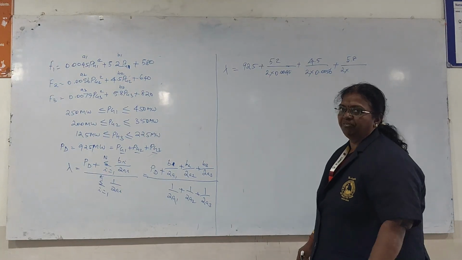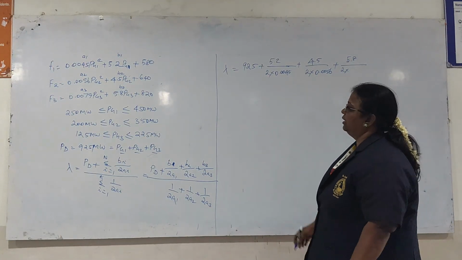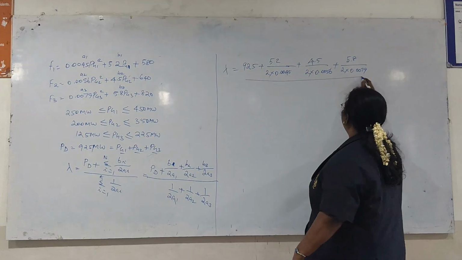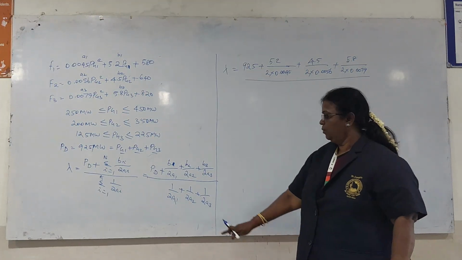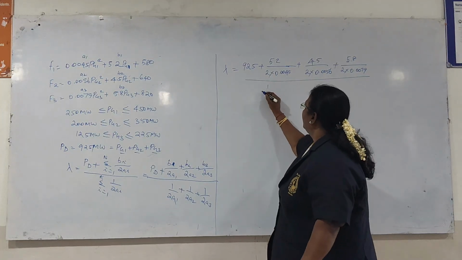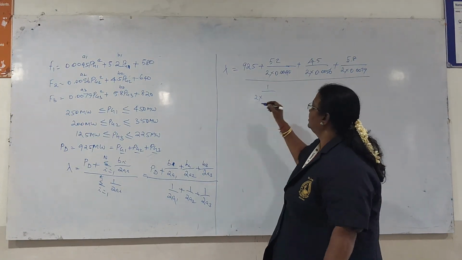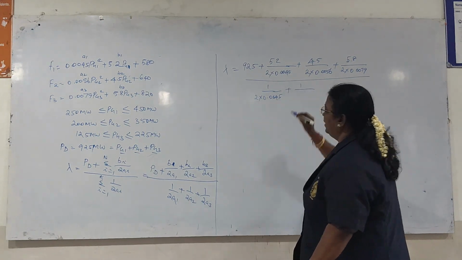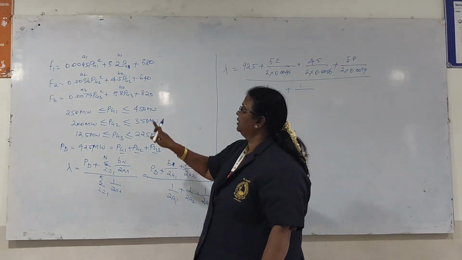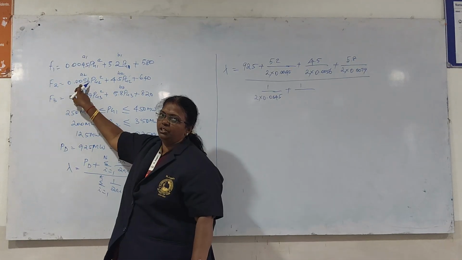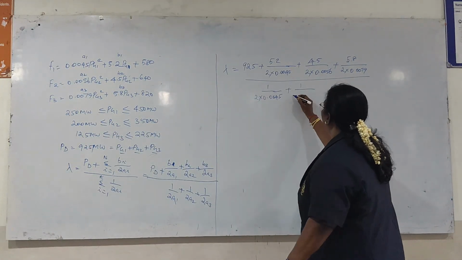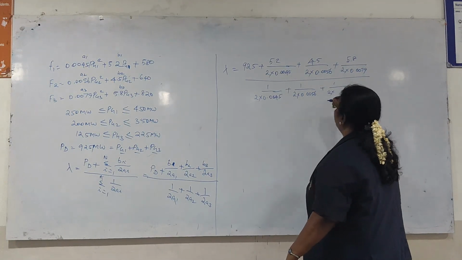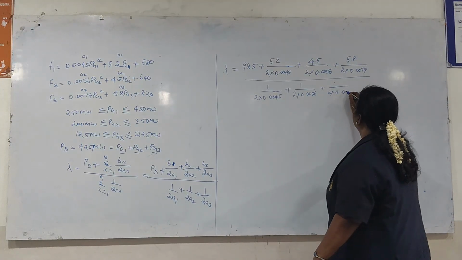divided by 2 into A3. A3 is the coefficient of Pg3 square, 0.0079, whole divided by, what is given? 1 by 2A1. So 1 by 2 into A1 is 0.0045 plus 1 by 2A2. A2 is the coefficient of Pg2 square, so 1 by 2 into 0.0056 plus 1 by 2 into A3. A3 is 0.0079.